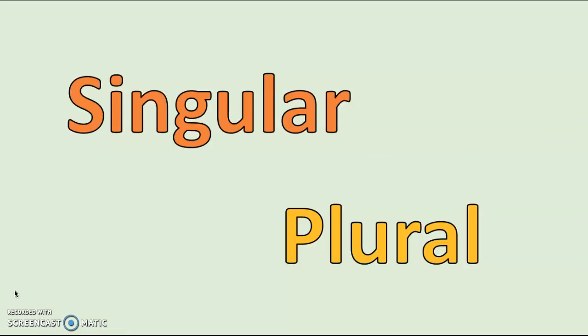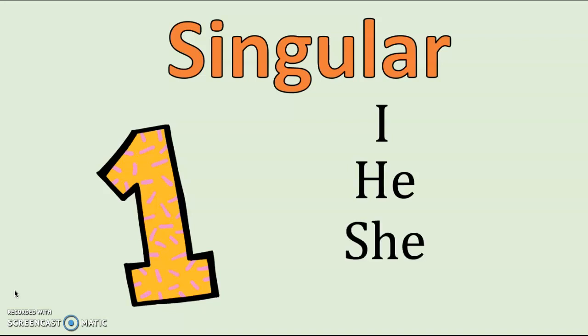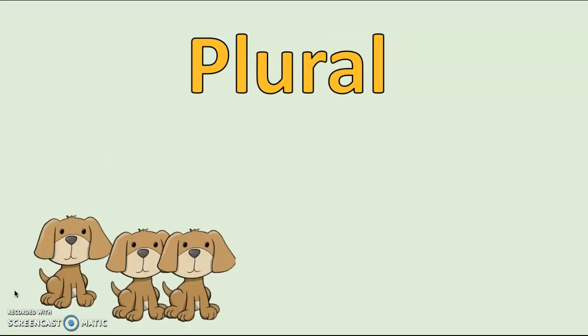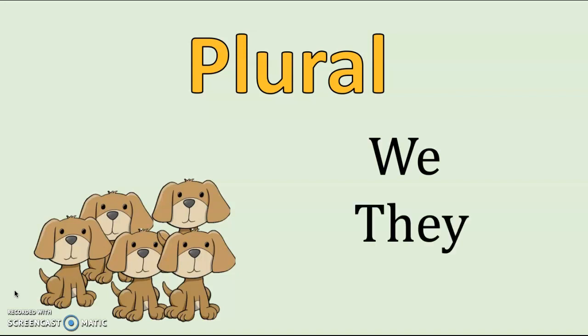Now, just as there are singular and plural nouns, there are also singular and plural pronouns. Remember that singular means we are only talking about one person, place, thing, or animal. Some singular pronouns could be I, he, she, or it. Now remember that plural means we are talking about more than one person, place, thing, or animal. Some plural pronouns could be we and they.